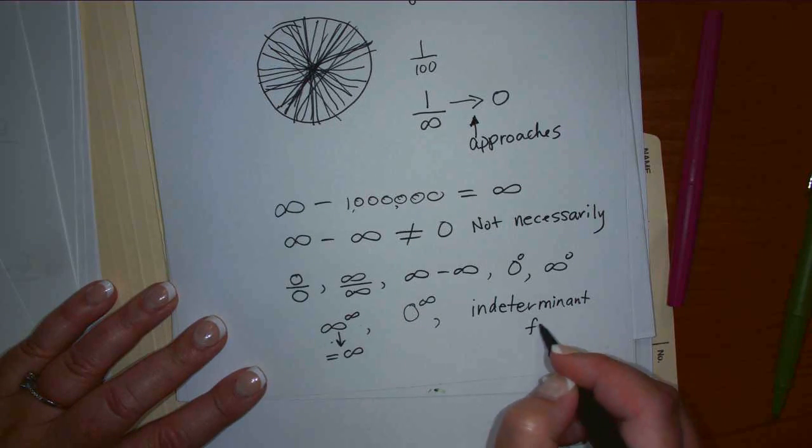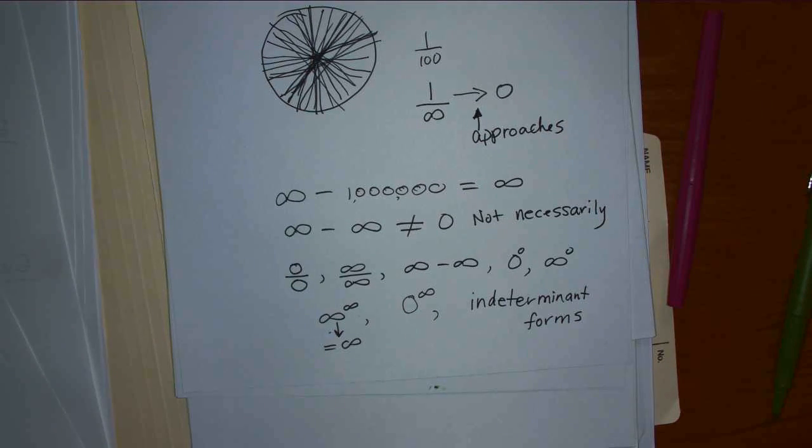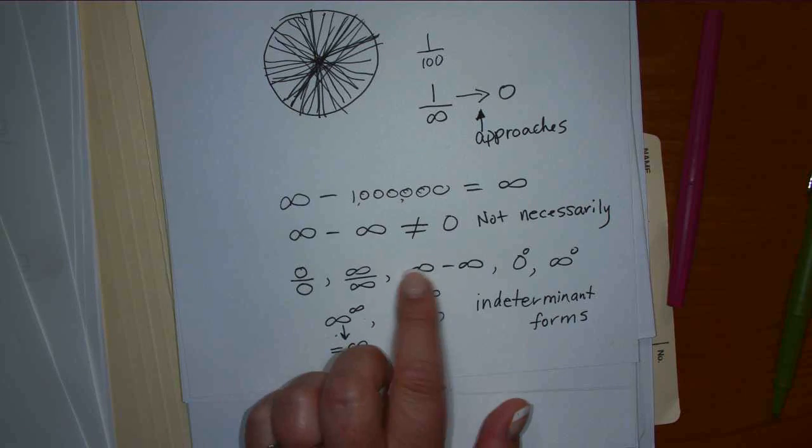What's the difference between that and undefined? So indeterminate form means there is an answer, but we're not sure what it is until we do something else. So it's indeterminate. We can't determine it by just looking at it. We need to know what context it's in, where it comes from, and then there's a way to figure it out. Because, say infinity minus infinity, for example.